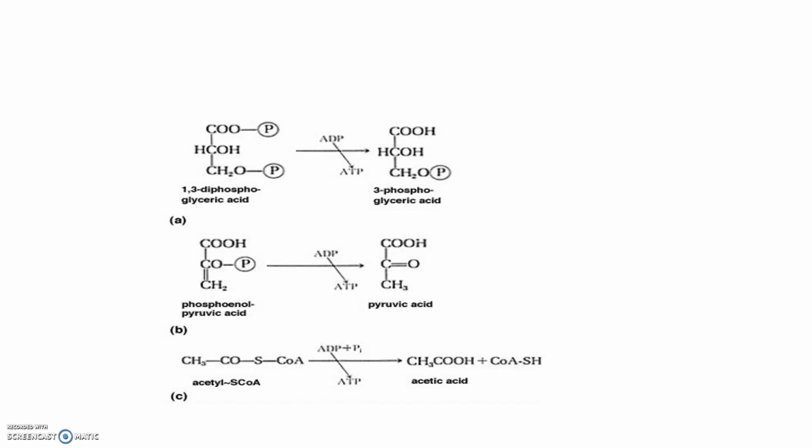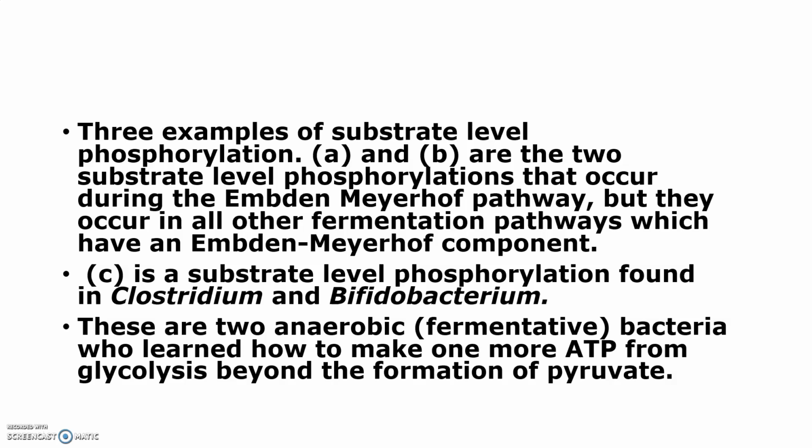Here the substrate is phosphoenol pyruvate. So the synthesis of this ATP molecule utilizing the organic substrate is called substrate level phosphorylation. The third one is acetyl coenzyme A, which can also be converted to acetic acid with the synthesis of ATP. So again we are describing three examples.